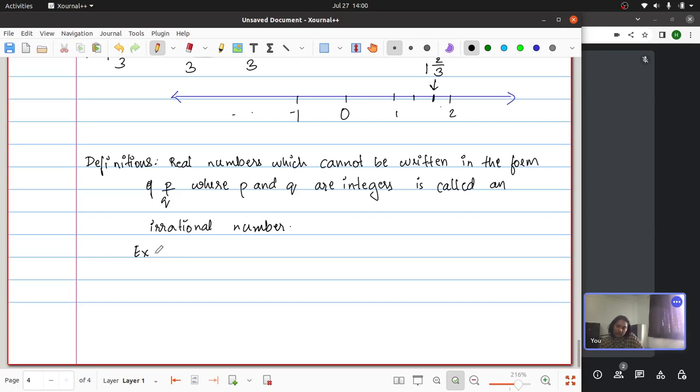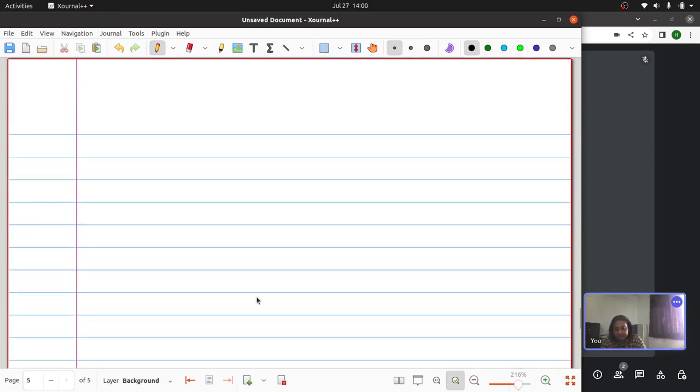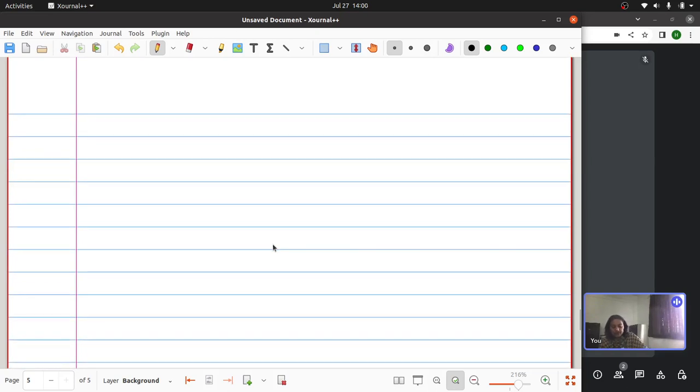So, examples would be root 2, pi, and let us say root 3 and so on. So, we will look at a slightly different way of denoting or representing this. So, we will see how to convert rational numbers into decimals.